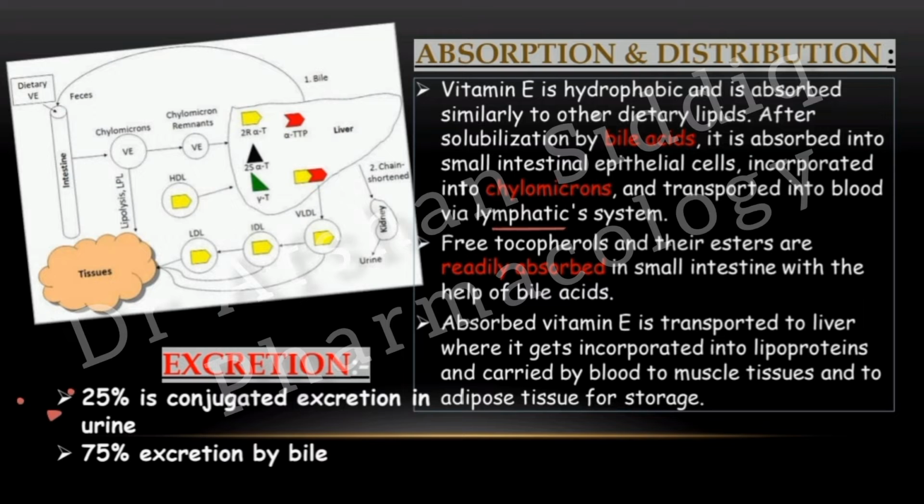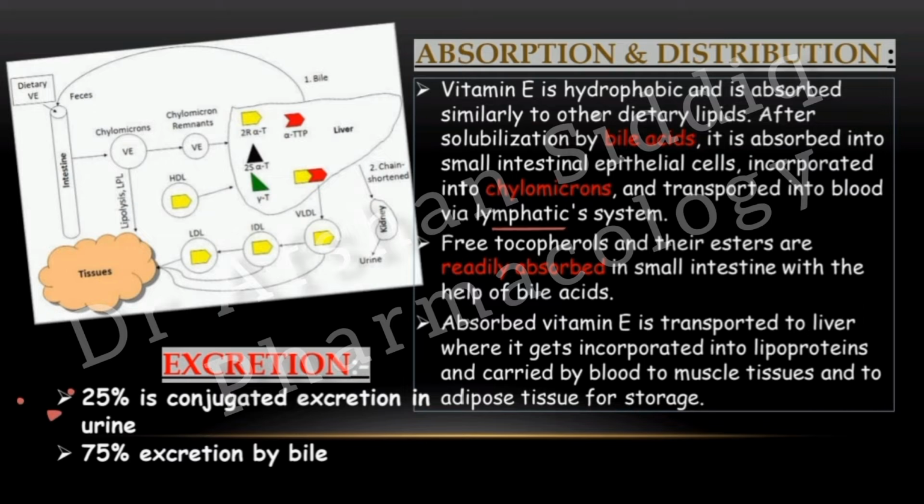After the bile salts, chylomicrons are required to take vitamin E from the small intestine and transport it into the liver, while free tocopherol and its esters are readily absorbed in the small intestine with the help of bile acid. Once it is transported to the liver, then with the help of lipoproteins, which are LDL and VLDL, it is transported to the different tissues where it is required to produce its physiological and biochemical role.